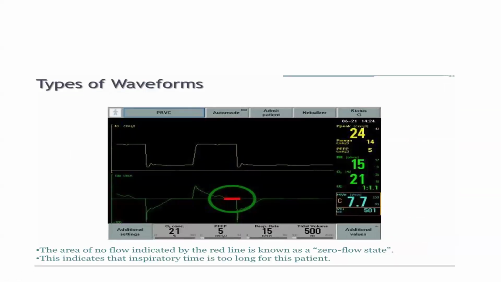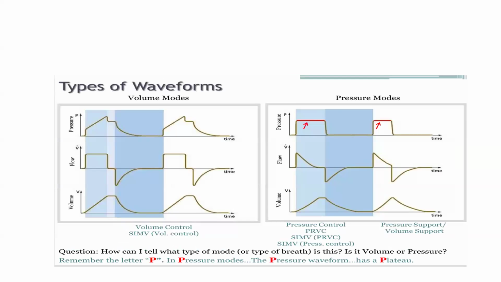The area of no flow, indicated by the red line, is also known as the zero flow state. It indicates the inspiratory time is too long for this patient. So again, this is the pressure mode, which is represented by this square waveform, and the volume mode represented by the ramp pattern.